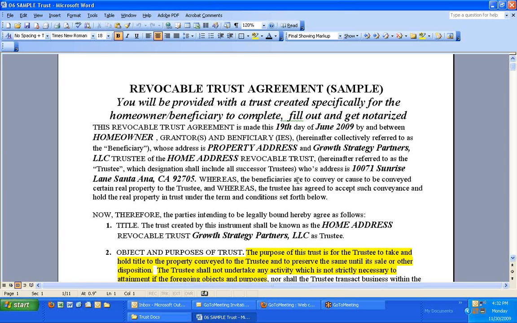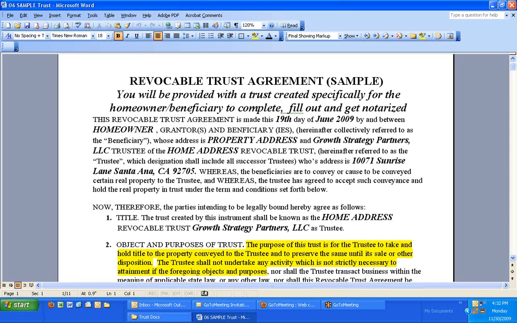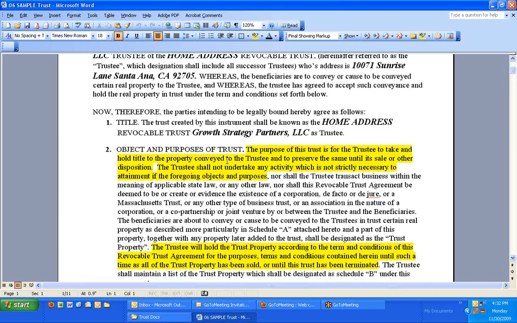But let's go through the highlighted areas because I think they're really important for your client to be able to see. The object and the purpose of the trust is for the trustee, that would be Growth Strategy Partners, our company, to take and hold title to the property within the trust, which is conveyed to the trustee, and preserve that property until the sale or other disposition. And the trustee won't undertake any activity which is not strictly necessary to attainment of the foregoing objects and purposes, which is to preserve it until the sale or disposition of the property, in this case a short sale.